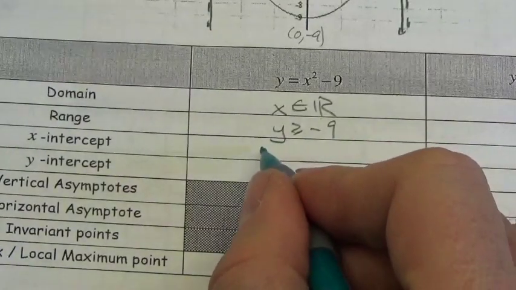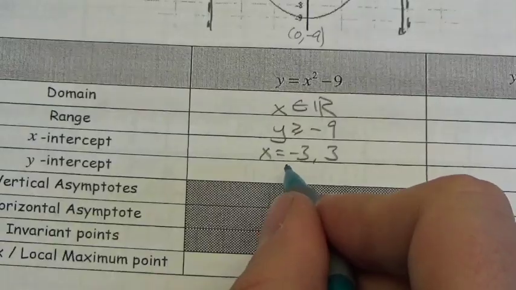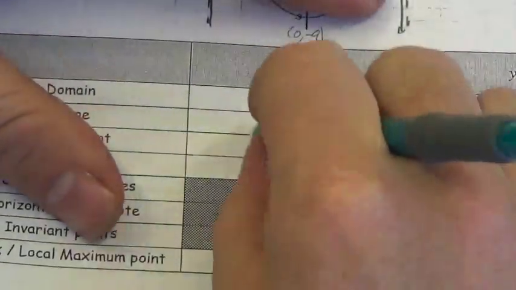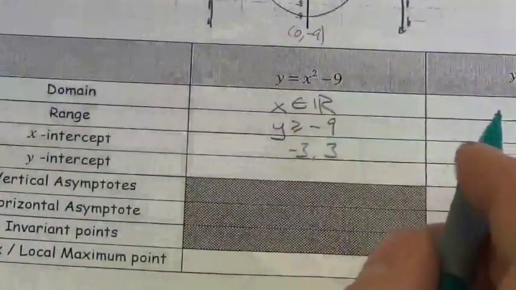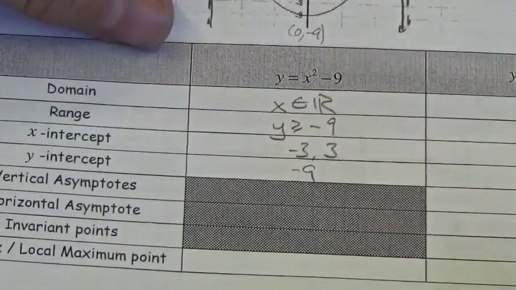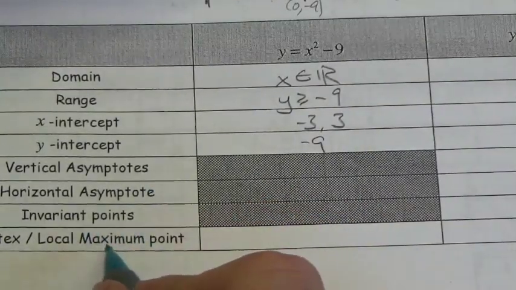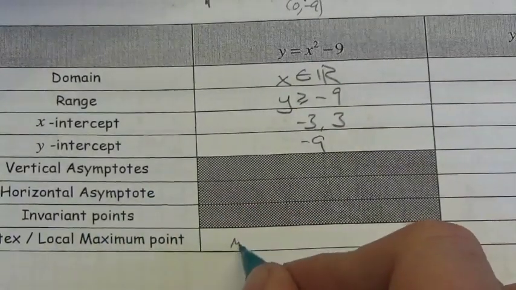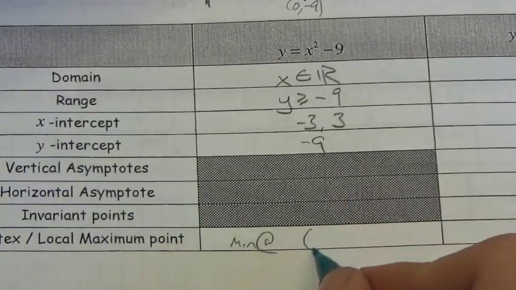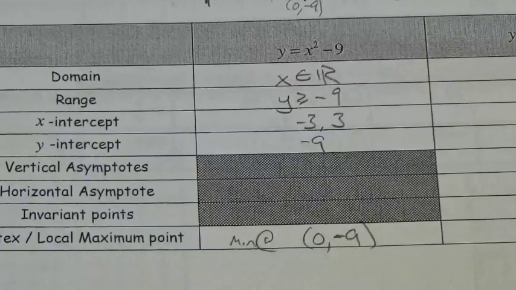The x-intercepts we saw were negative 3 and positive 3. And the y-intercept there was negative 9. And then way down here, it had a local minimum. Our graph had a local min at the point 0, negative 9. That was the vertex. That's what it's asking for here.